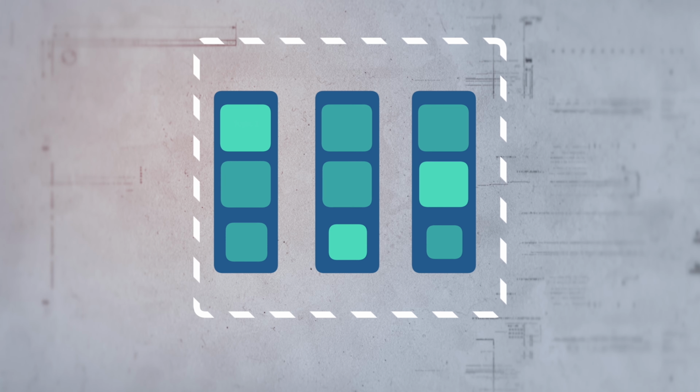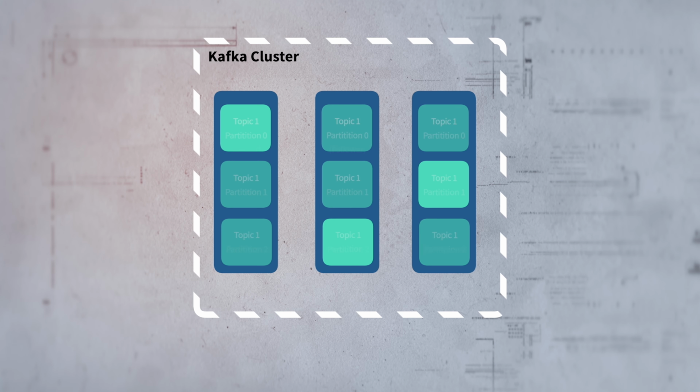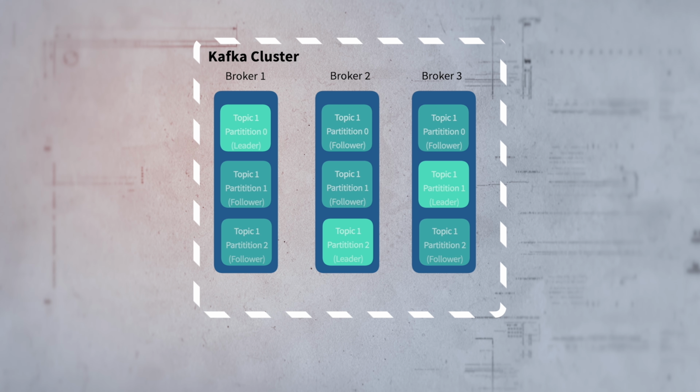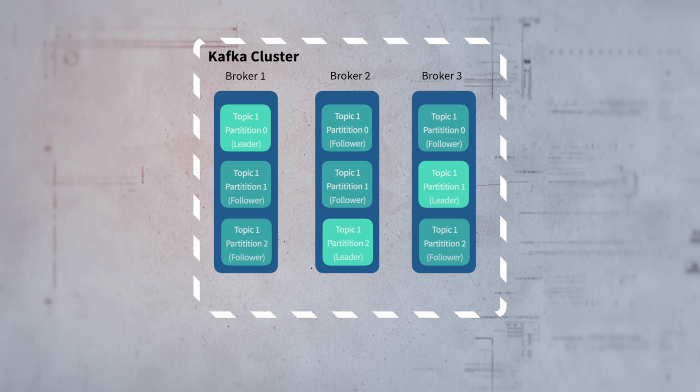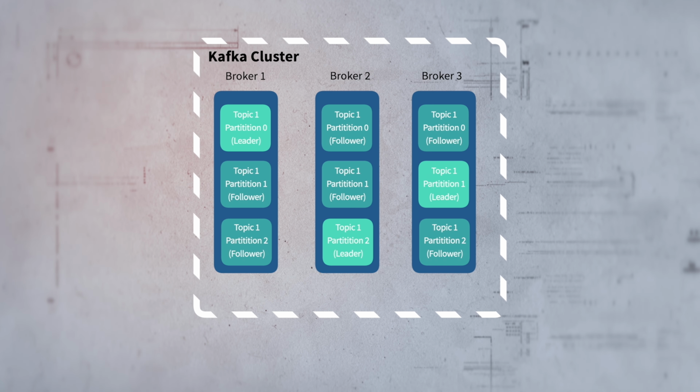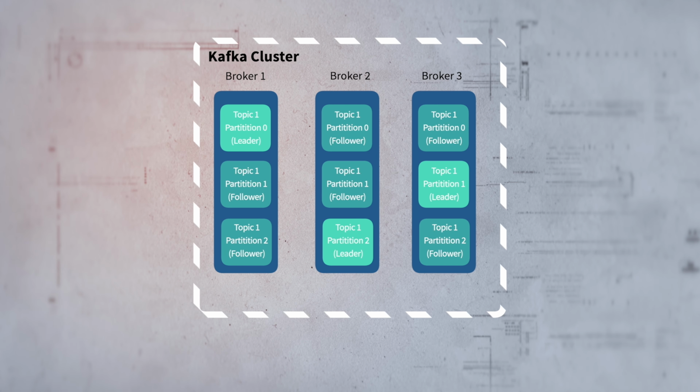A broker is a Kafka server that stores partitions. Typically, you will have multiple brokers, each responsible for a subset of partitions. One broker acts as a leader for a partition, and others are followers that replicate the data for fault tolerance. If a leader fails, a follower automatically takes over, ensuring high availability.